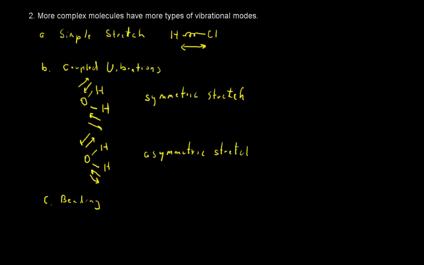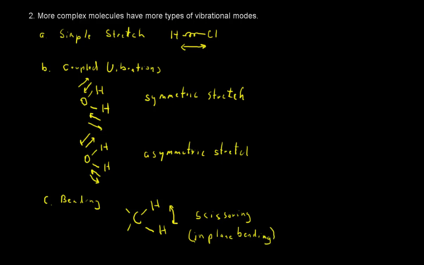I'll give one or two examples of a bending. If you had a methylene group, for example, water would do this as well. The two hydrogens can scissor back and forth. Just like a pair of scissors, they move closer together and they move farther apart. This is known as scissoring. And scissoring is also known as in-plane bending.